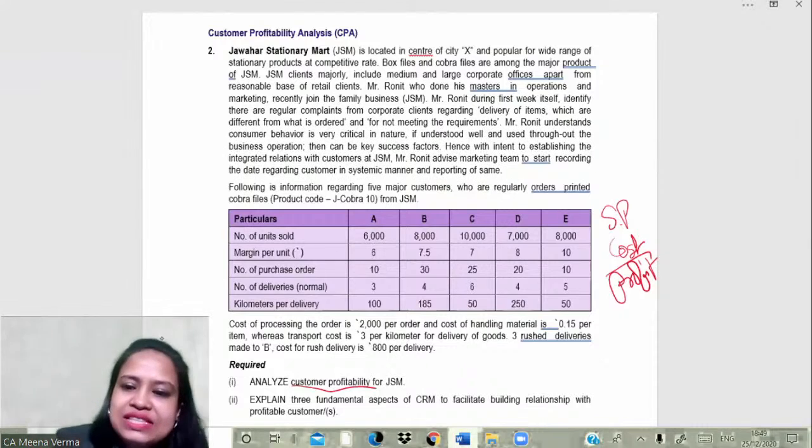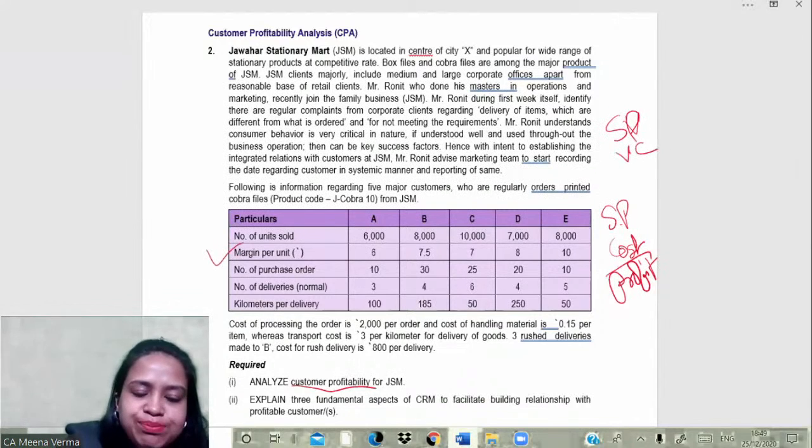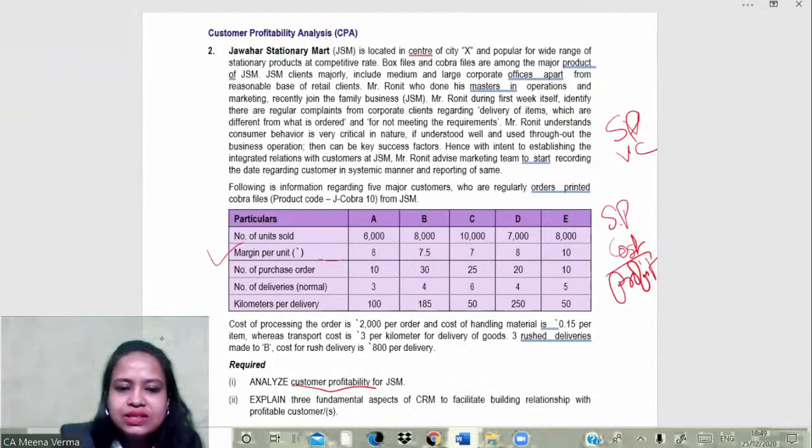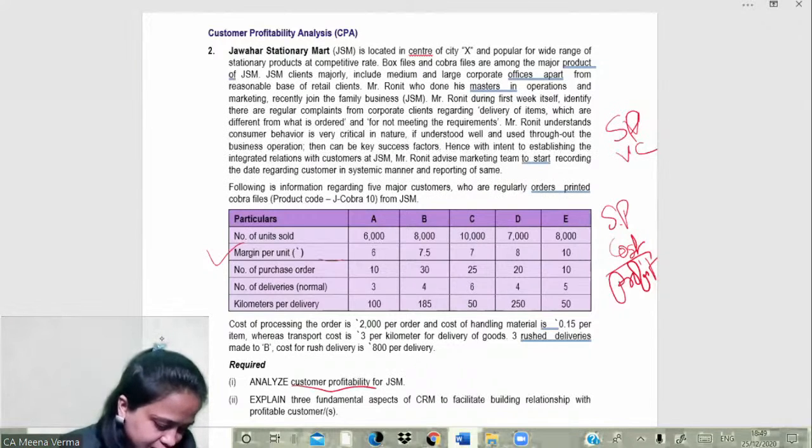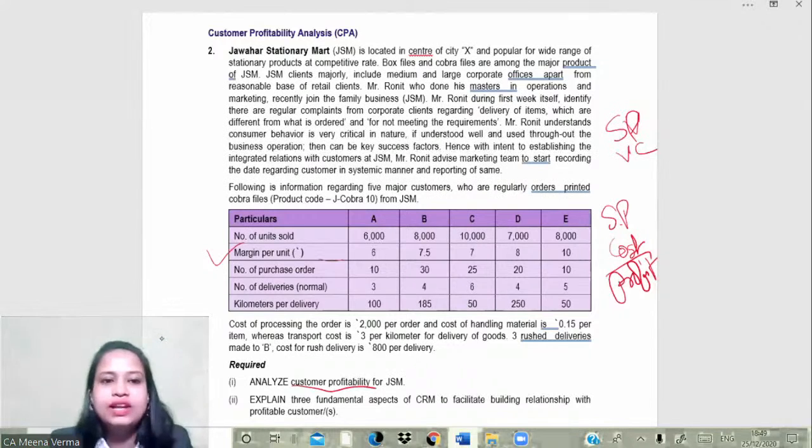See, in this question, since selling price and variable cost are not given, but we have the margin per unit, we will consider the margin per unit straight away, and after that we will consider the other costs. Shall we discuss this question? You have done the reading? Very nice. Okay, let us discuss this.